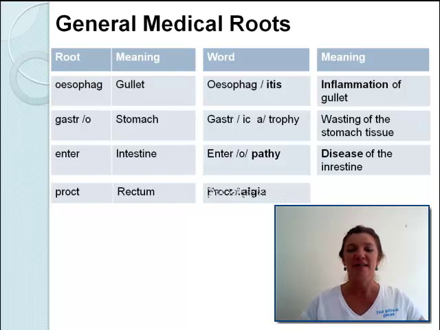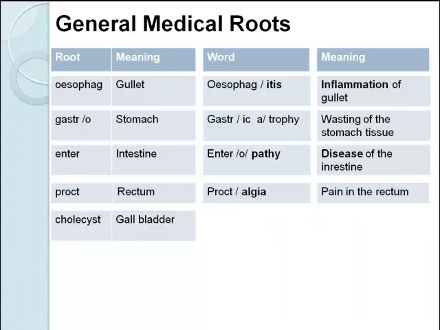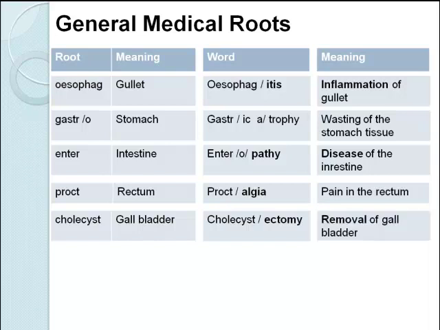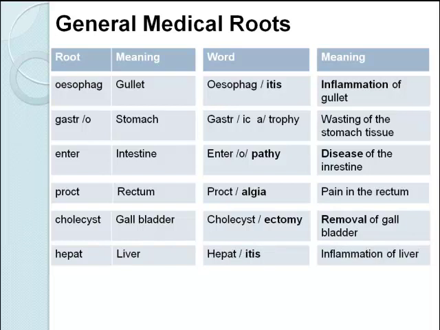Proctalgia, let's break it down. Algia is pain, so proctalgia is a pain in the rectum. Cholecyst is gallbladder. Cholecystectomy, well, ectomy is our ending meaning removal of the gallbladder. Hepat is liver, so hepatitis. Itis is inflammation of the liver.